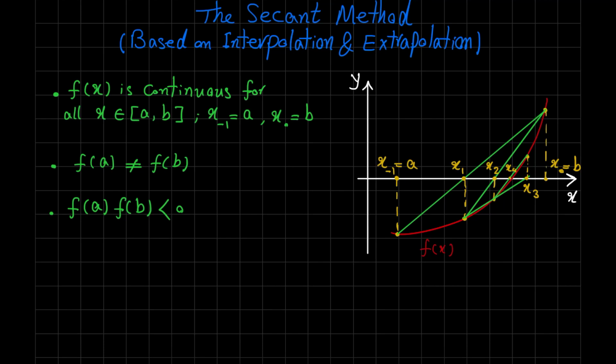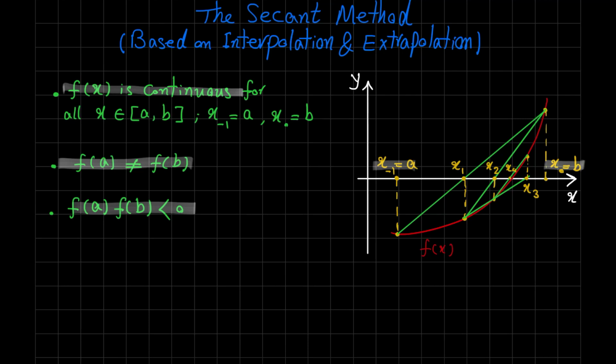Similar to the false position method, the function f(x) should be continuous for the interval that we are looking for. Also, the value of the function at the lower and upper bounds of the interval should not be equal, and also their multiplication should be negative. Here we have the graph of f(x) in red, and we are looking at the interval of a and b.